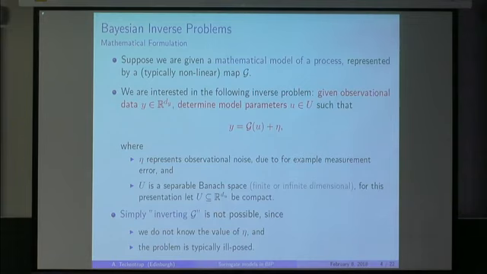So one way to get around this problem, to actually find a solution here, is to do a statistical approach, and particularly a Bayesian approach. And so what we're going to look for is a probability distribution on our unknown parameter u, given the data y.